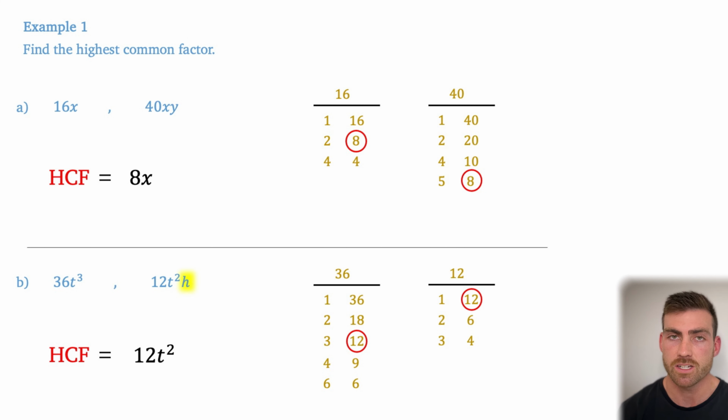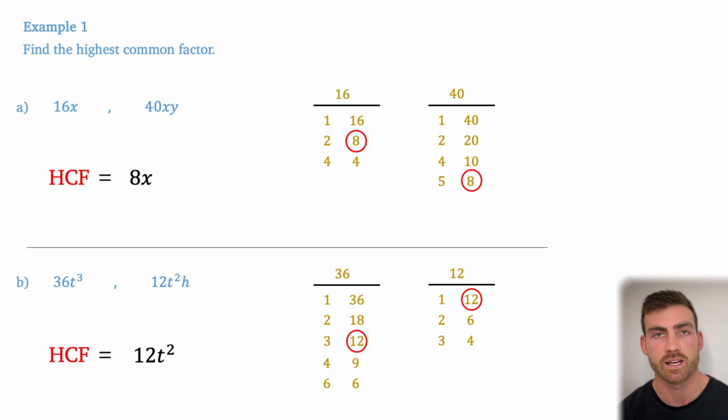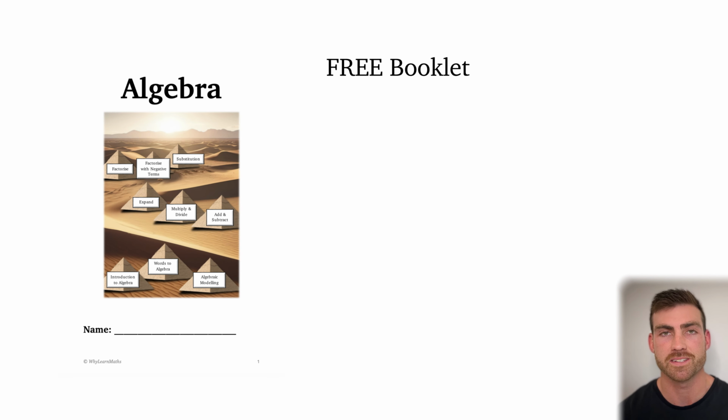Now checking the h. Since the first term does not have a product of h, it is not common between the two terms. So we can't take a h out, leaving us with a final answer that the HCF is 12t squared.